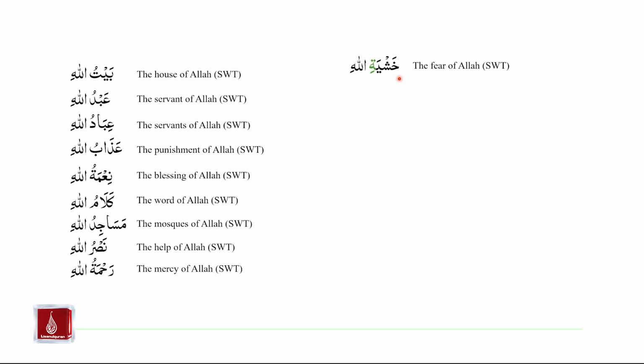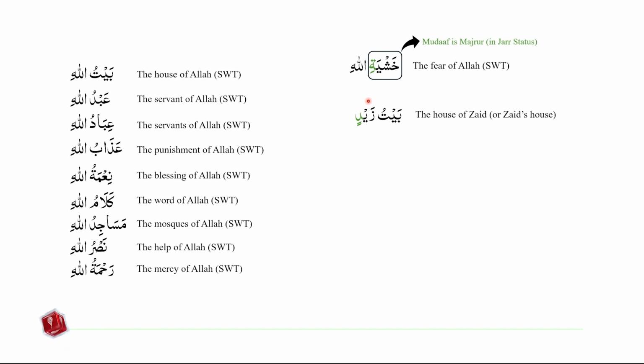If we look at ism khashyati, we see that it is majroor or in the jar status. So mudaf here is in the jar status. In all of the previous examples, mudaf was in the rafa status or the mudaf was marfu. Baitu, abdu, ibadu, azabu, these are all examples of mudaf in the rafa status or mudaf being marfu. In this case, in khashyatillahi, the mudaf is in jar status.